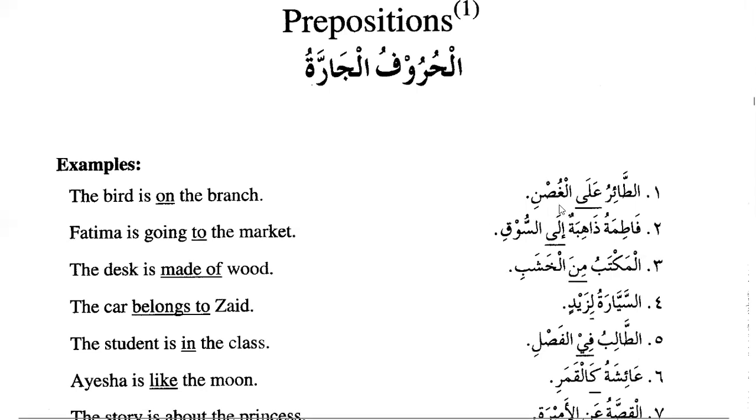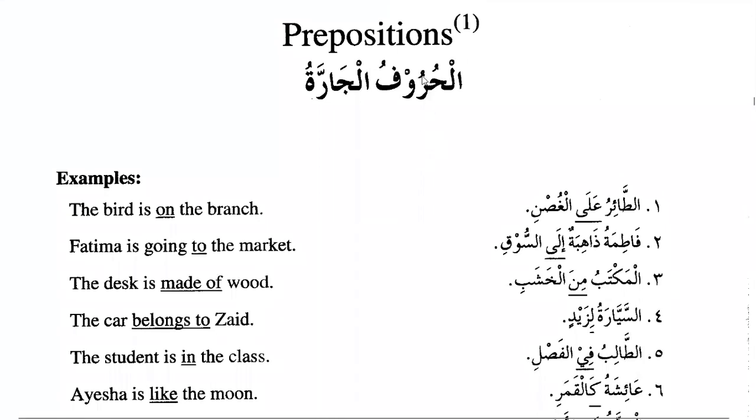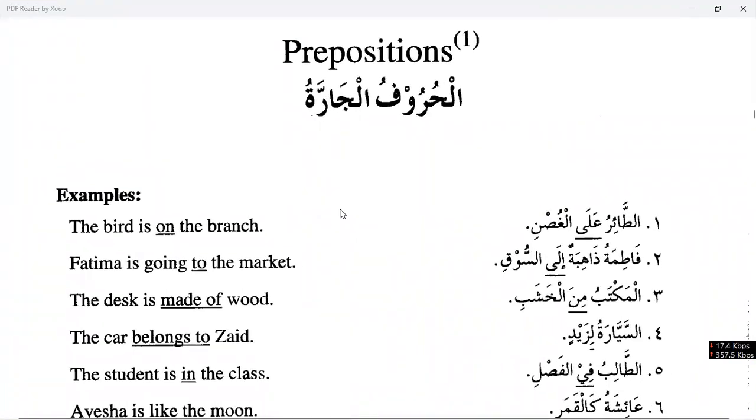Normally we use the words الغصن, السوق, الخشب, زيد, الفصل, القمر. But after the addition of حرف جر, they become مجرور: على الغصن, إلى السوق, من الخشب, لزيد, في الفصل. So this is the main thing that you need to remember, that حرف جر or حروف الجر makes the اسم مجرور, nothing else.